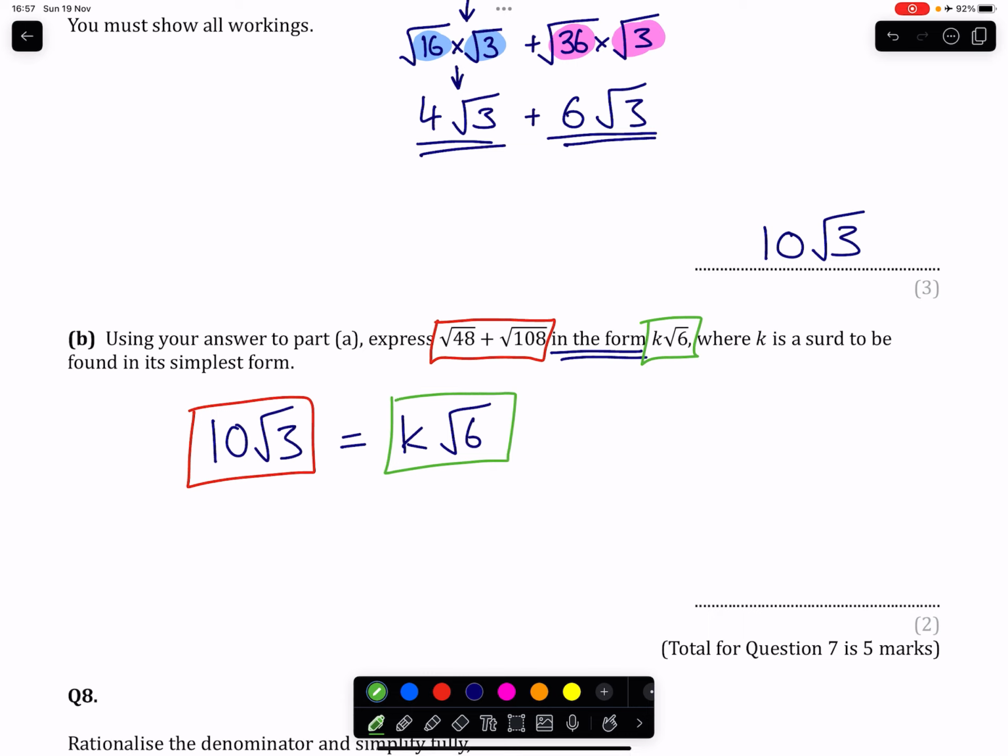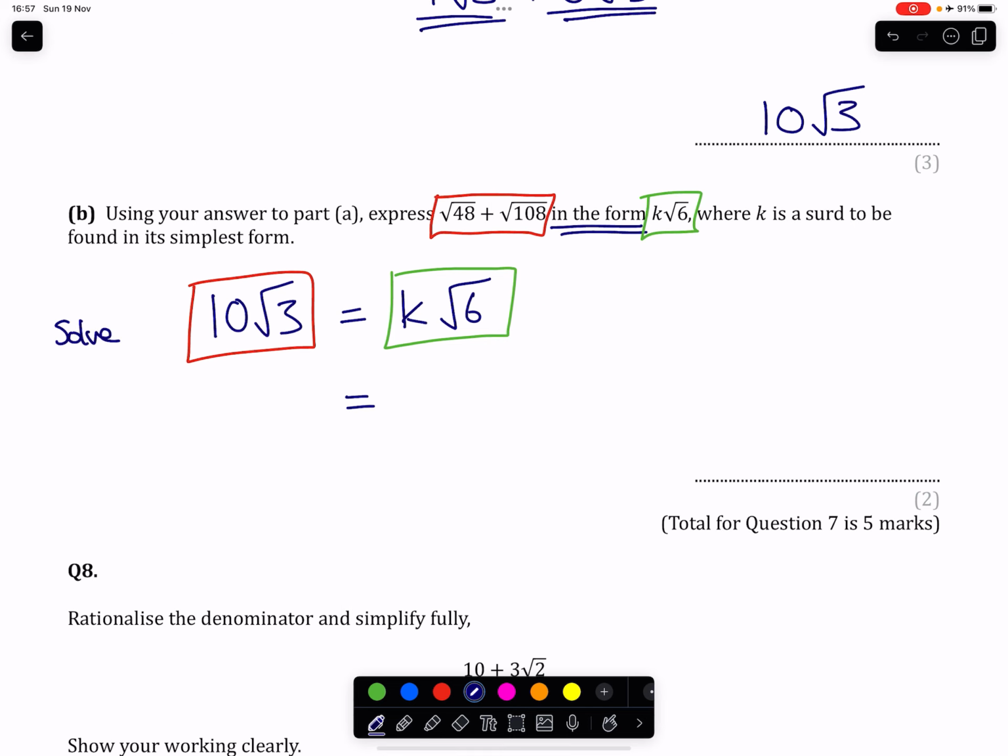So k is the thing that we're looking for, which means we solve this equation to figure out what k is. In order to do that, I divide both sides by root 6 to get k on its own. And I've effectively created a rationalizing the denominator question. Of course, if you type that in your calculator, you're going to get the final answer. However, we need to make sure that we're showing all the steps for simplifying surds here.